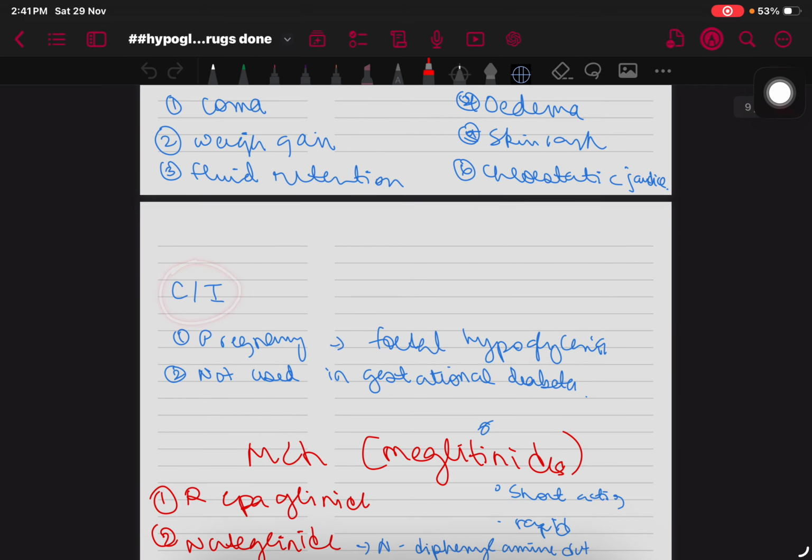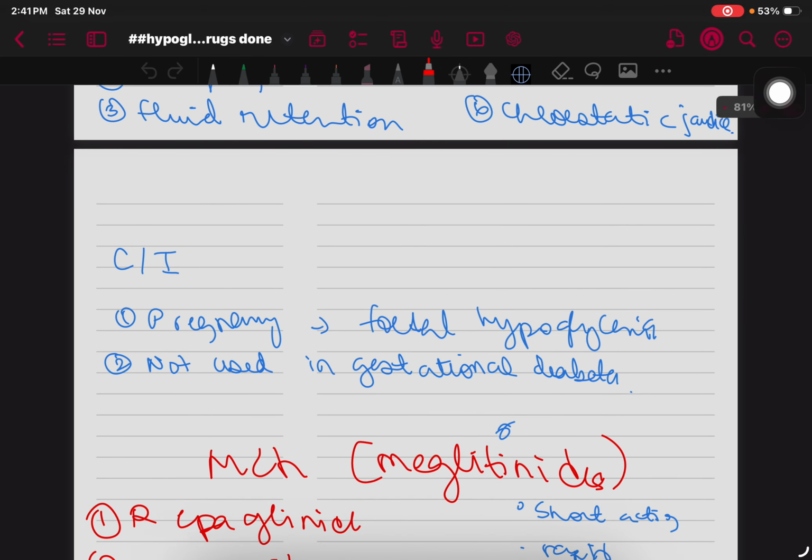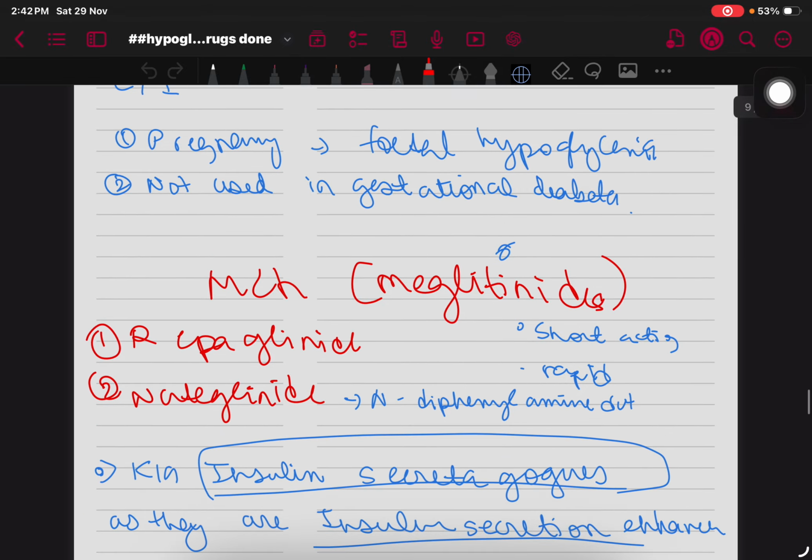Contraindication: when should we not administer this drug, to whom? Pregnant women, we should not give pregnant women the drug. It may cause fetal hypoglycemia. Not used in gestational diabetes. This drug should not be used in gestational diabetes. Gestational diabetes happens for a very small amount of time during pregnancy, so it will eventually go away.